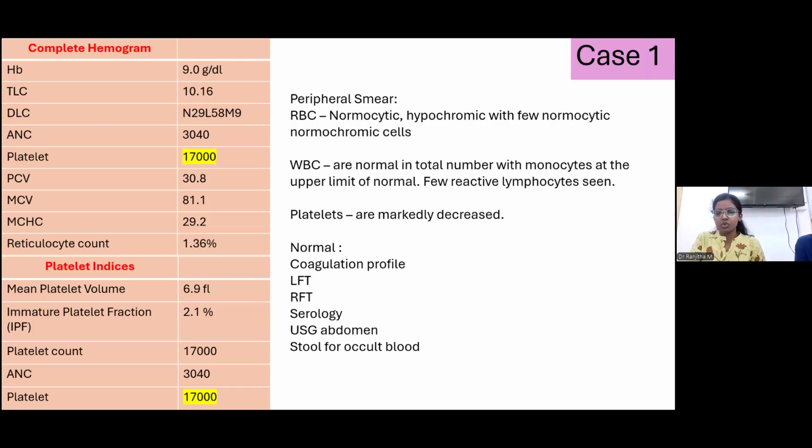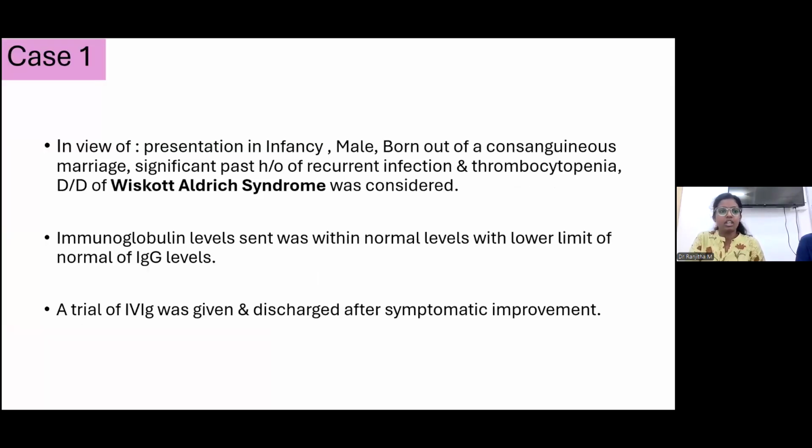The other evaluation with coagulation profile, liver function and renal function tests, serology, ultrasound abdomen, and stool for occult blood turned out to be normal. In view of presentation in infancy, that is 10 months, male gender, birth out of a consanguineous marriage couple, and significant past history of recurrent infection and thrombocytopenia detected outside, a differential diagnosis of Wiskott-Aldrich syndrome was considered, and immunoglobulin levels were sent. But immunoglobulin levels were within normal limits, with lower limit of normal IgG levels. A trial of IVIG was given and he was discharged after symptomatic improvement.